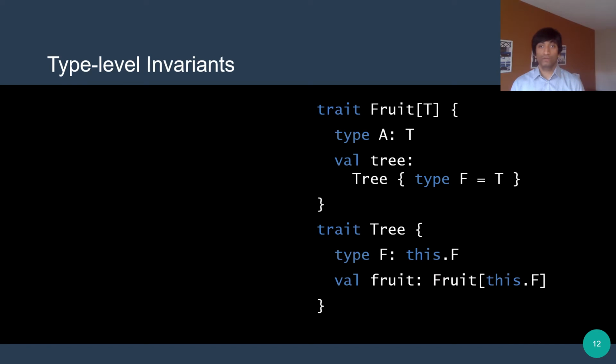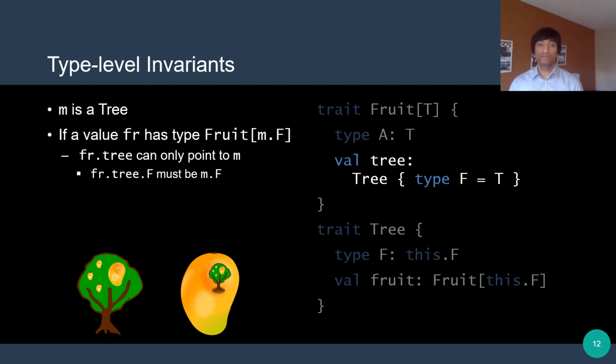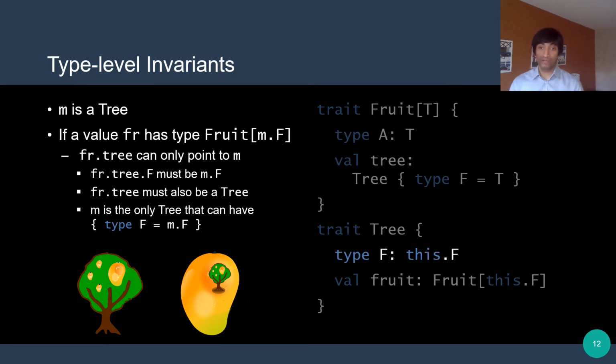I will now argue that we have enforced the invariant that we set out to do. Suppose m is a tree. If fr is a value of type fruit of m.f, then fr.tree can only point back to m. And this is because from the left of the intersection type on the tree field, fr.tree.f must be m.f. From the right of the intersection, fr.tree must be a tree. And m is the only tree that can have the type member f equals m.f. Therefore, fr.tree has to point to m.